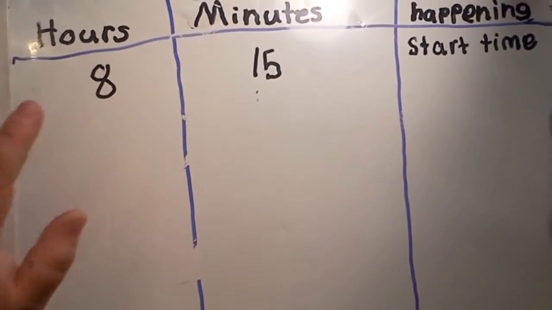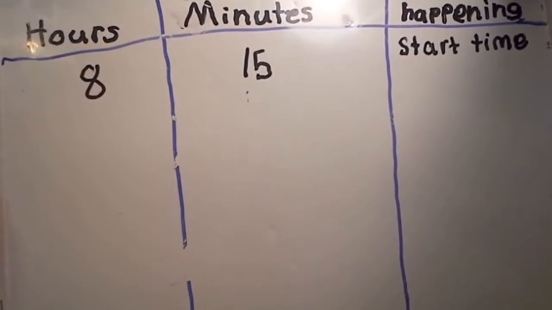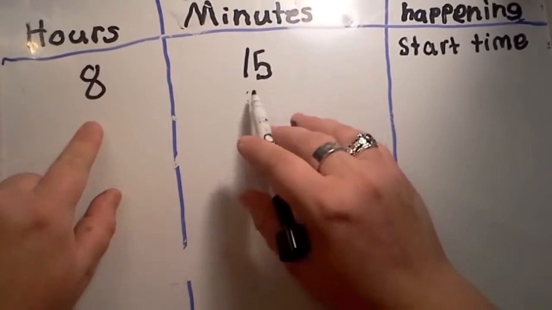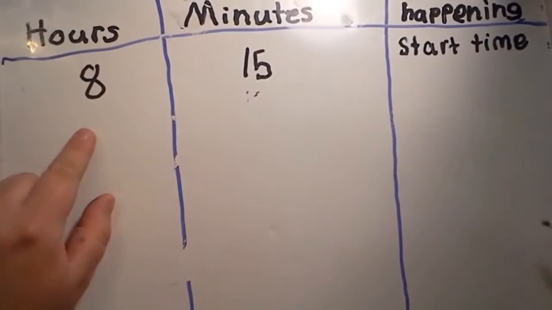Now, this part is a little bit tricky because we're used to regrouping in base 10. But this is regrouping in base 60. That is because time is measured in 60 increments. For example, 1 minute is 60 seconds and 1 hour is 60 minutes. So what I'm going to do is get to an even hour where there's no minutes over here.